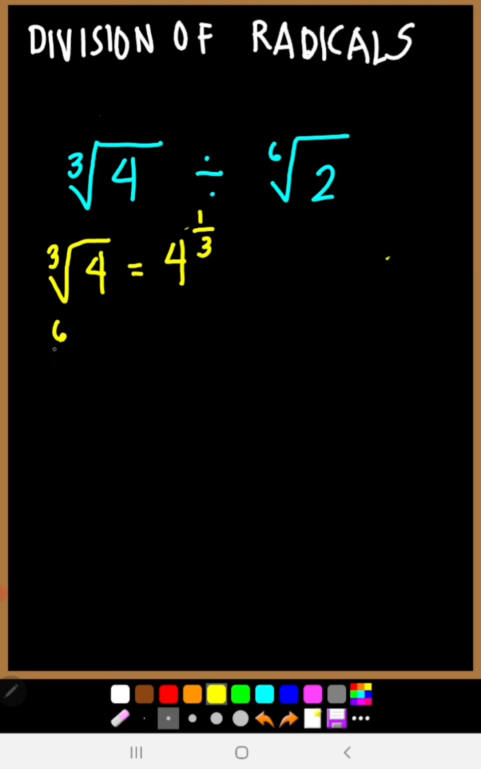Ang 6th root of 2, that is 2 raised to 1 over 6. So, as you can see, ang pinaka common factor nila will be 6. Diba? So, itong 6, dapat kasi magiging parehas ng index. So, dapat parehas ng denominator sa exponent. So, itong 3 at saka 6, ang greatest common factor nila is 6.